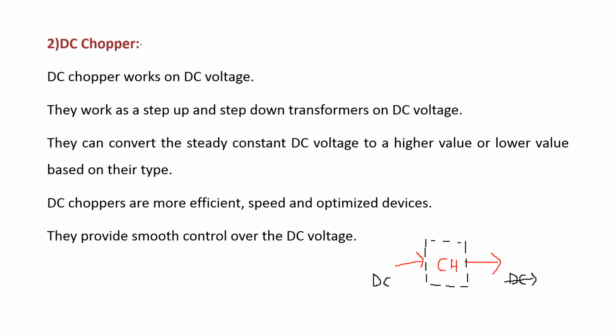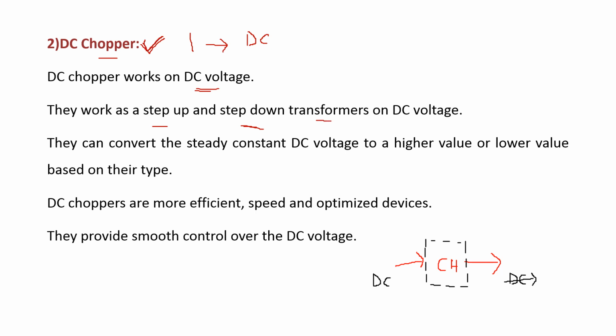Coming to the second type of chopper, that is the DC chopper. This chopper is also known as the single stage chopper. Why? Because by using a single stage we convert the fixed DC voltage to variable DC voltage, and this DC chopper works on the DC voltage. Depending upon the requirement we can step up or step down the DC voltage by using this chopper. So this chopper is also known as the DC transformer.